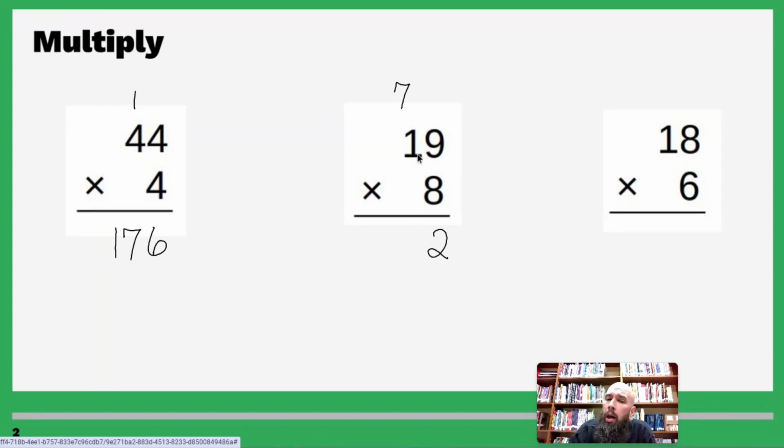Now we do 1 times 8, which is 8. Keep the number in your head. And then 8 plus 7 is 15, and you write out 15. So the answer is 152.